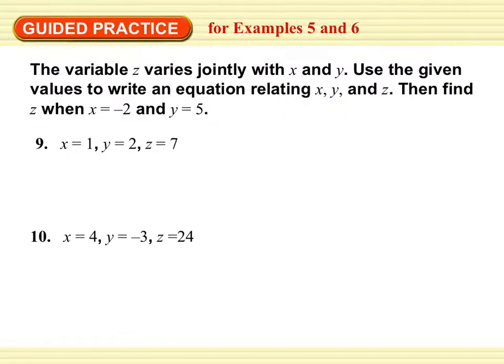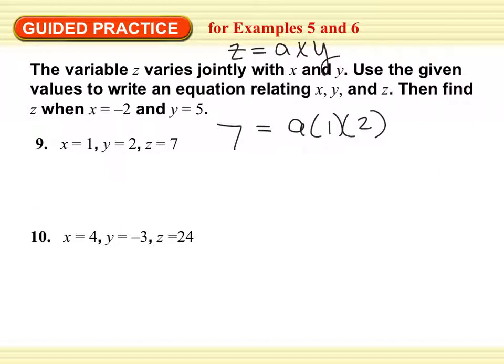Perfect. So let's try a few. The variable Z varies jointly with X and Y. Use the given values to write an equation relating X, Y, and Z. Then find Z when X equals -2 and Y equals 5. So Z equals A times X and Y. Therefore, A equals 7/2. So Z equals 7/2 XY.